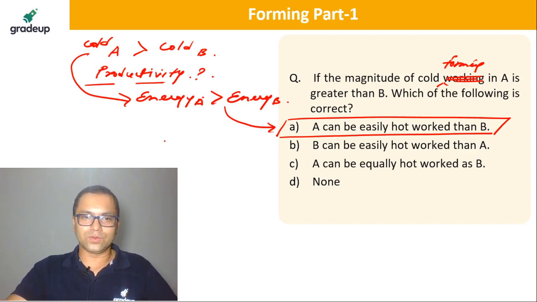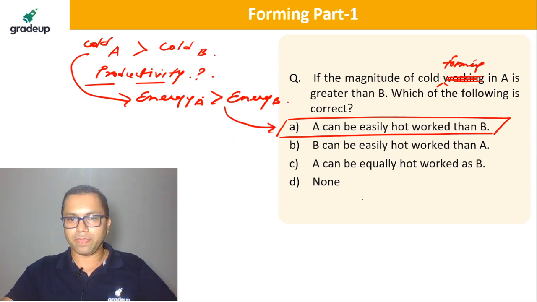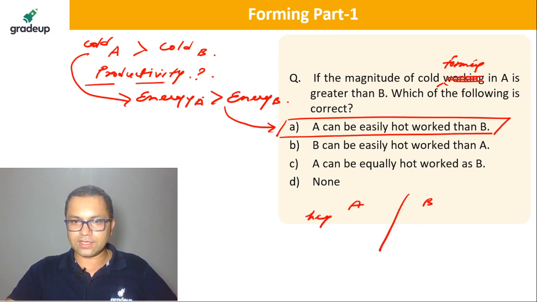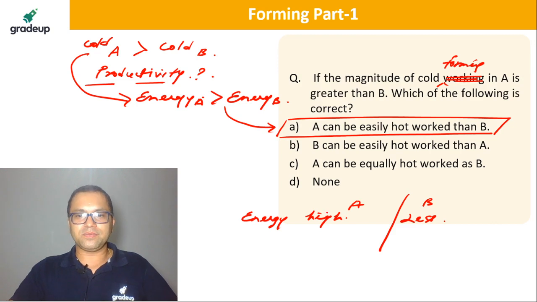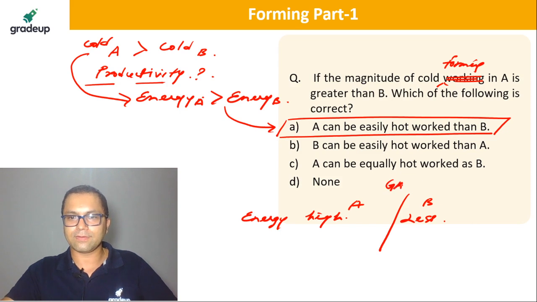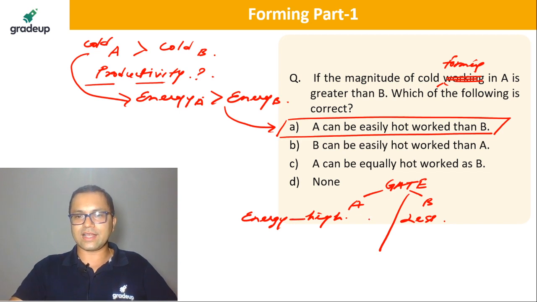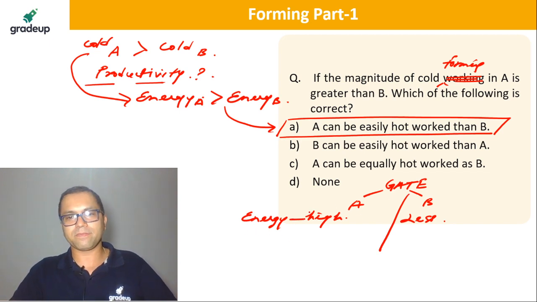Two people are there, two students, A and B. Let me write it over here. The energy of A is high and B is less. So which one of them can be easily motivated, A or B? Let's say they both are preparing for GATE. The energy of A is high and B is less. Now, which one of them can easily work?